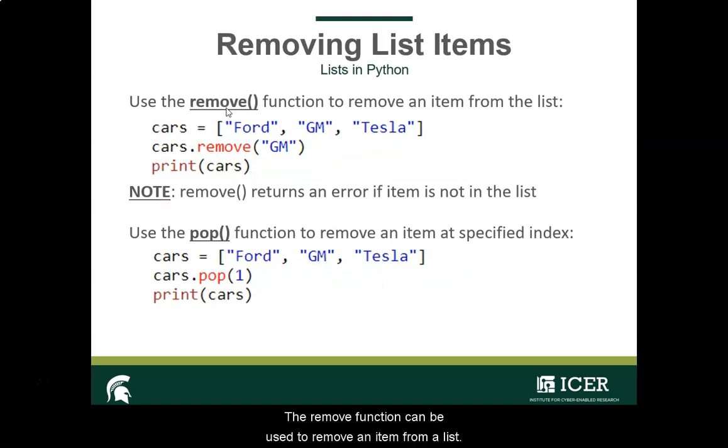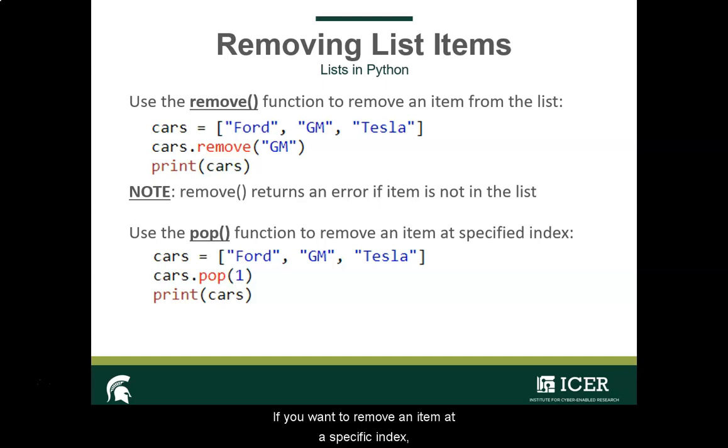The remove function can be used to remove an item from a list. So for example, if I wanted to remove GM, I can do that. Be aware though that the remove function will return an error if the item that you specify to be removed is not currently in the list.